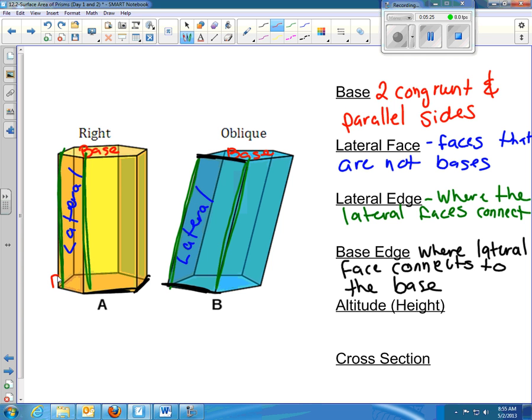Then that brings us to the altitude. Another word for altitude is the height. The height is a perpendicular line segment to the opposite base. And I'm just going to use the symbol for perpendicular.